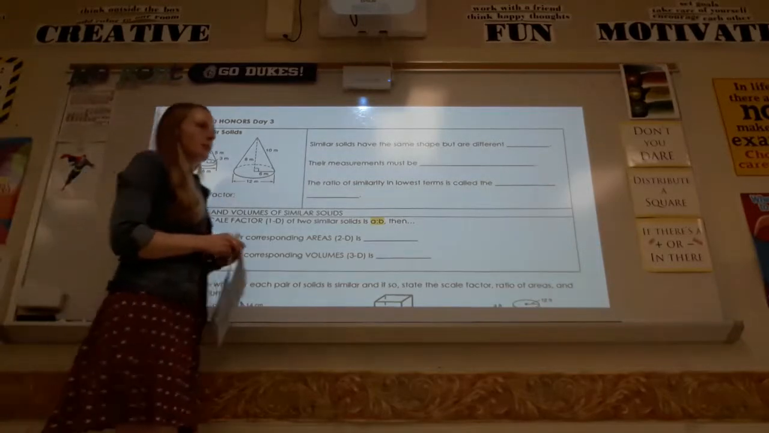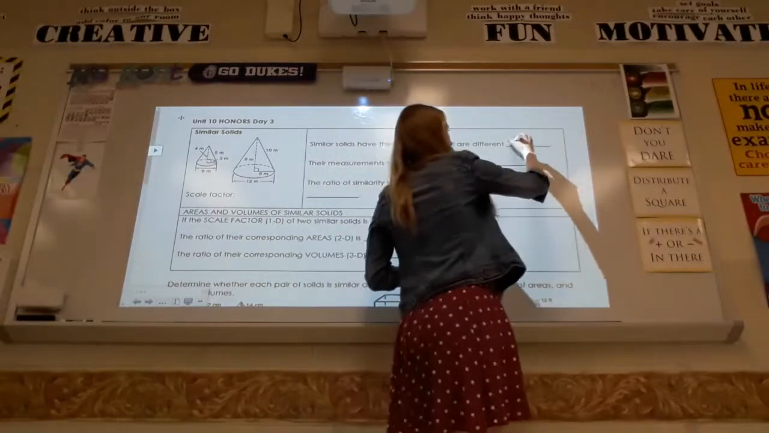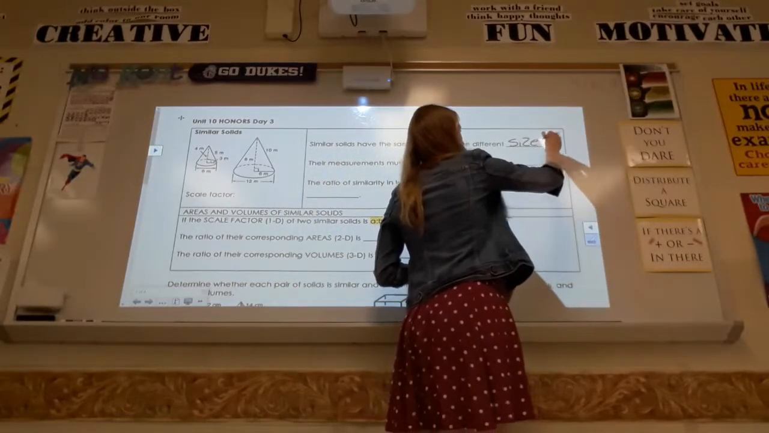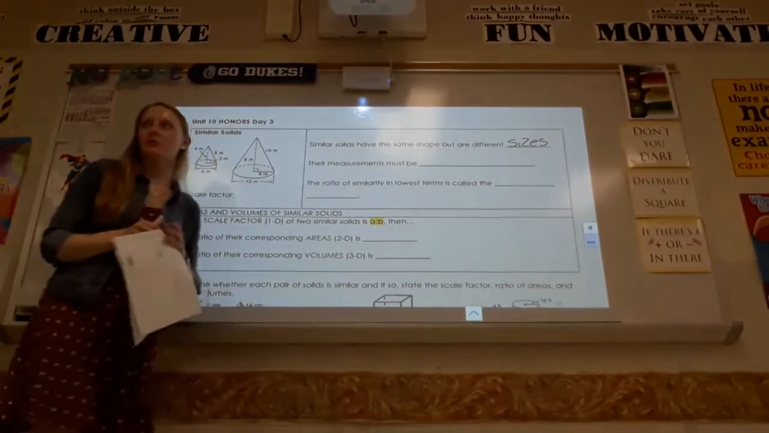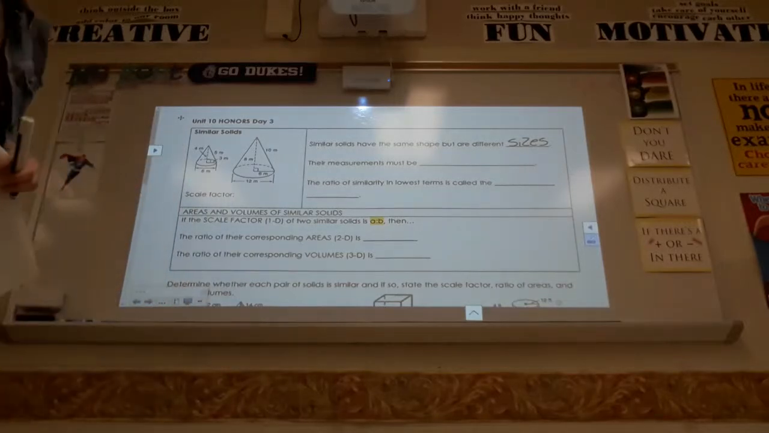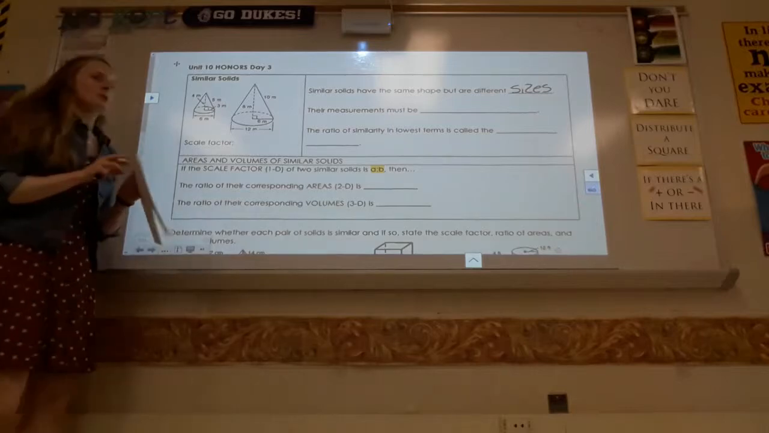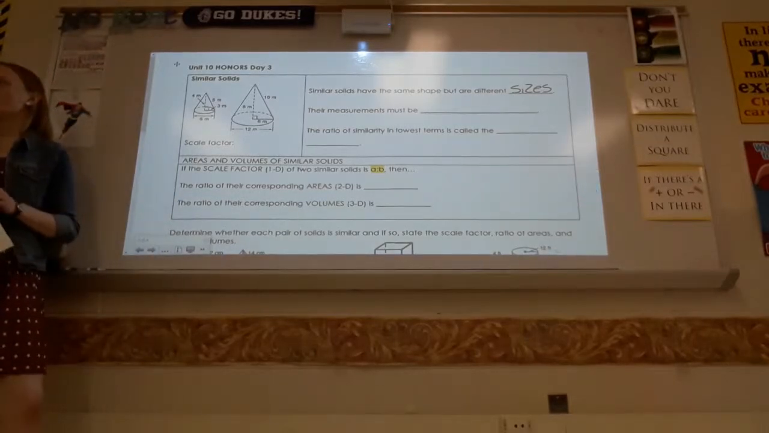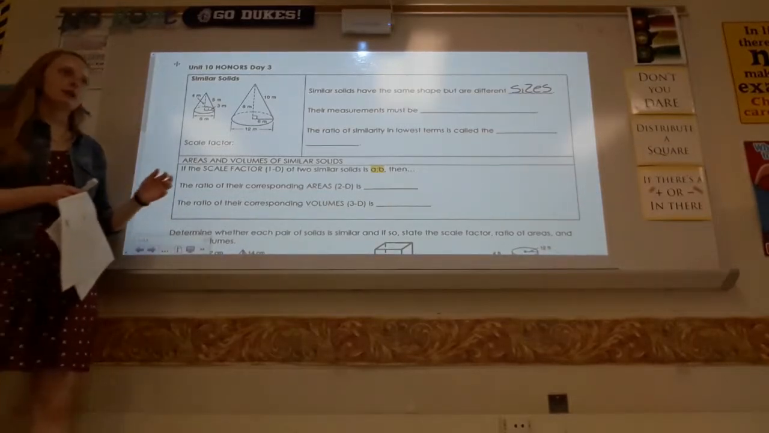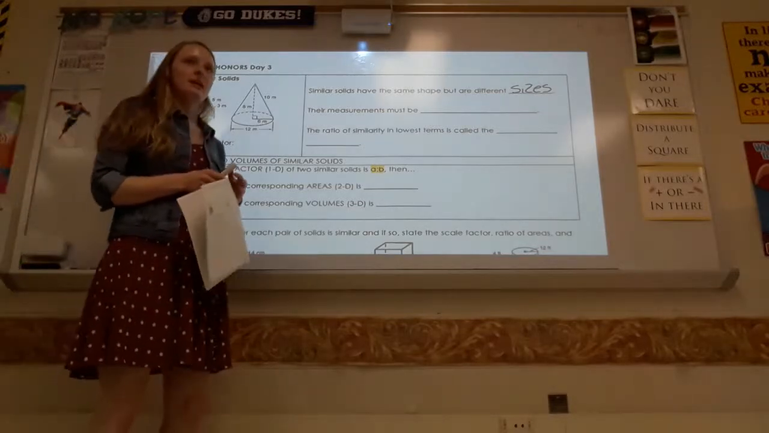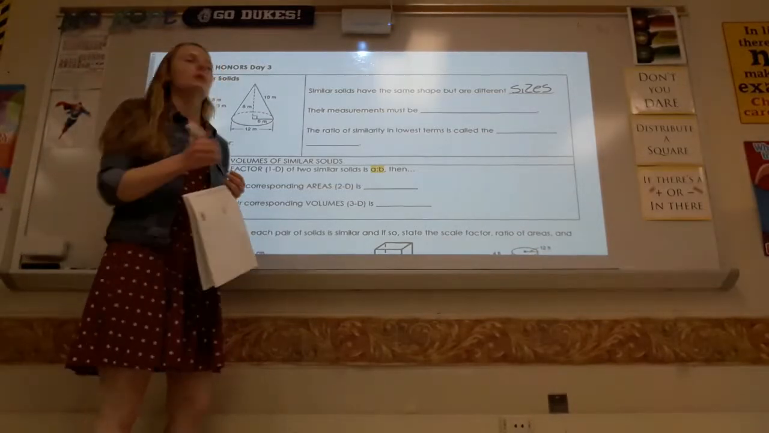Different sizes. I mean, that does go along with dimensions, but just as a general concept. They're different sizes. What must be true about their measurements? They can't just randomly be different sizes. What has to be their relationship that holds them together and defines that similarity? Proportional.